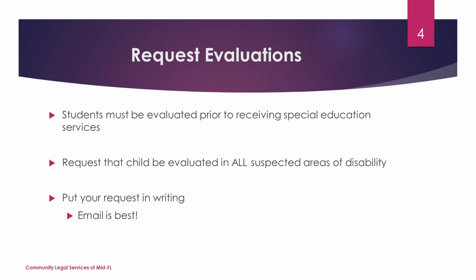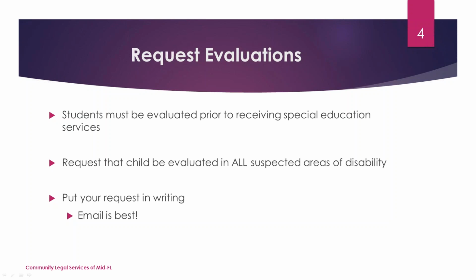You request that the evaluation be done in all suspected areas of disability. Many districts will prefer to do a very narrow evaluation. They will say, you know, Johnny can't read, so they will do a very narrow reading evaluation when it's true that Johnny also can't do math. He also has behavioral issues and he's got attentional issues. So you ask for all suspected areas of disability, and that will be done at a meeting where you discuss what's necessary, discuss what your concerns are, why you have those concerns, and ask for those evaluations.